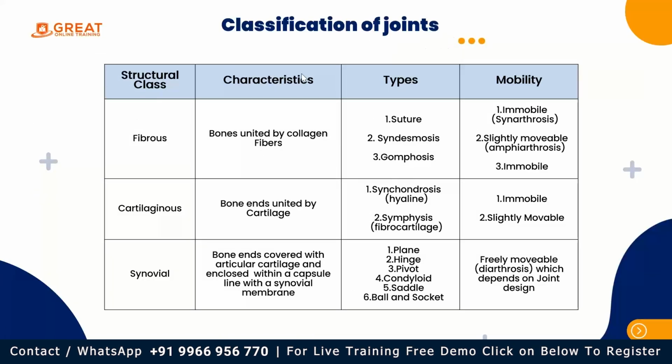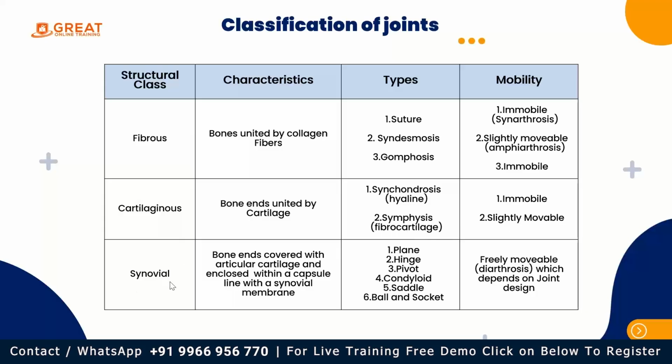Then classification of joints: structural class, characteristics, types, and mobility. Fibrous joints: bones united by collagen fibers. Types are sutures, which are immobile, syndesmosis, which is slightly movable, and gomphosis, which is immobile. Cartilaginous joints: bone ends united by cartilage. Synchondrosis, also known as hyaline, is immobile. Symphysis, fibrocartilage, is slightly movable.